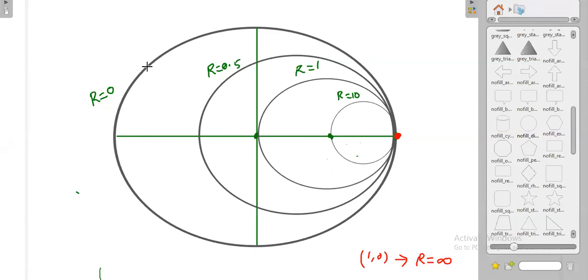Suppose R is equal to 0. You go anywhere on the circle, anywhere on the bigger circle, then what will not change? Your resistance will not change. You go anywhere on the circle, your resistance is 0. Your resistance will not vary. That is the normalized resistance.